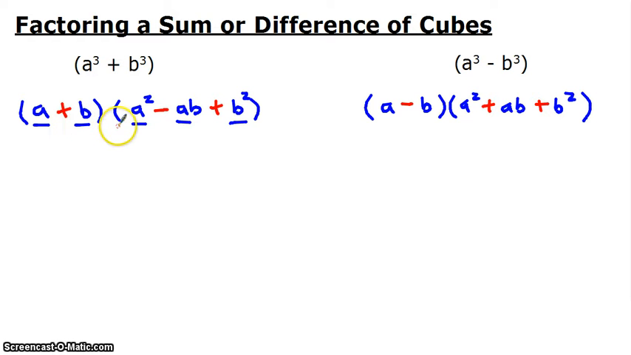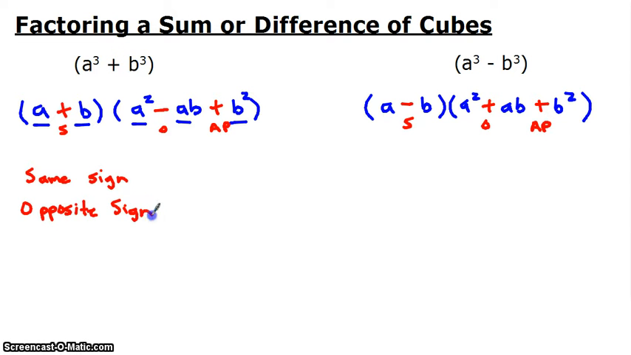The way that you can remember this, there's a little acronym. It's called SOAP, S-O-A-P. That's true for both of these. S stands for same sign, so plus and plus, minus and minus. O stands for opposite sign, so opposite is a minus, opposite is a plus, and AP go together, stands for always positive.